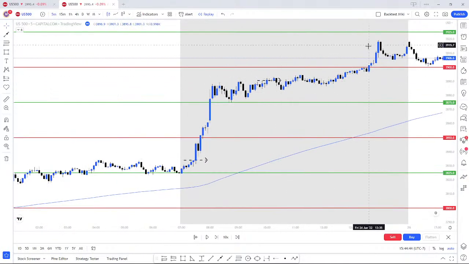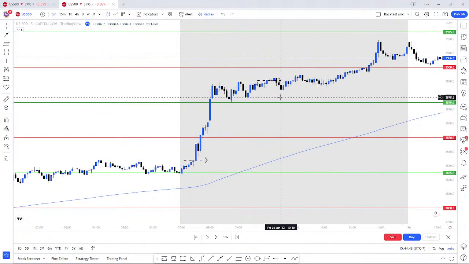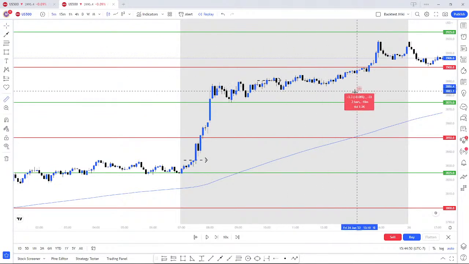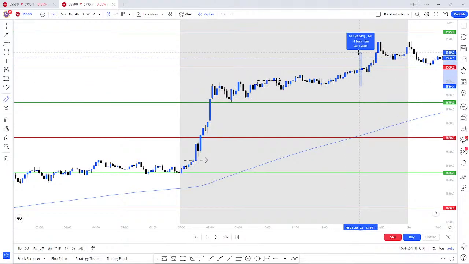But in this case, we won. We reached just this low and we made profit. I'm really wishing I took it here. Honestly, 240 done.